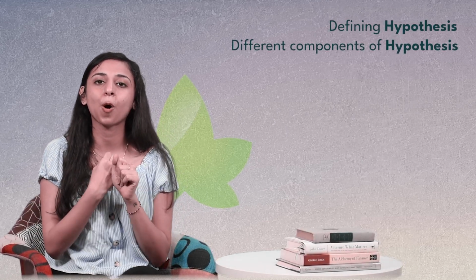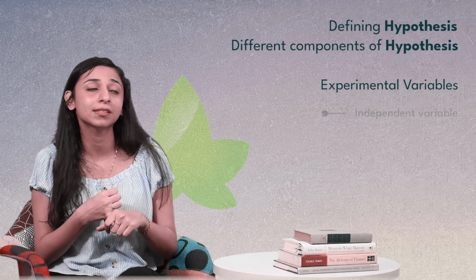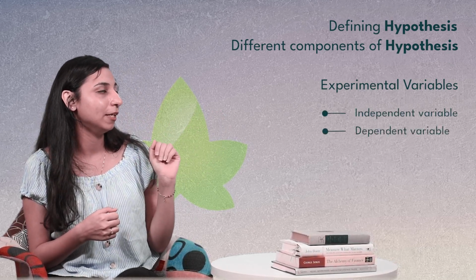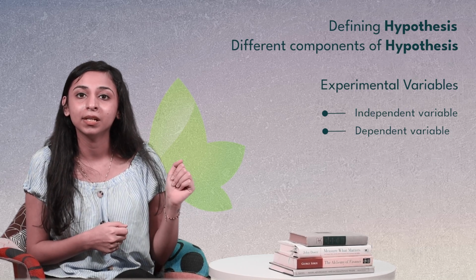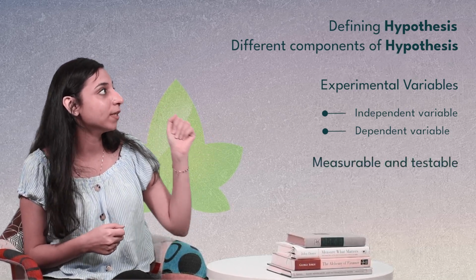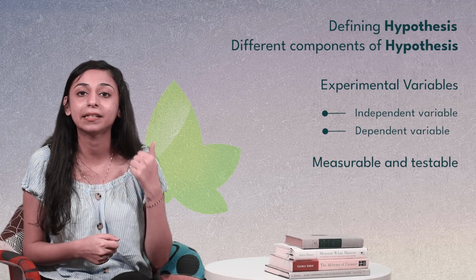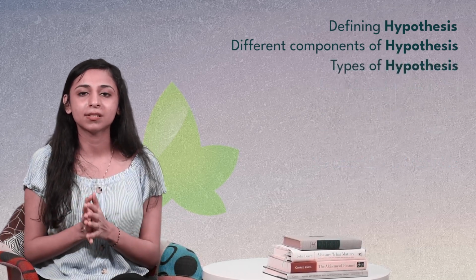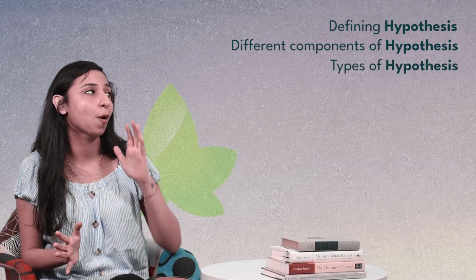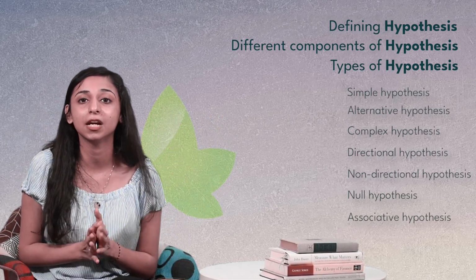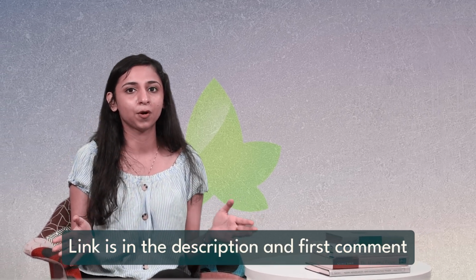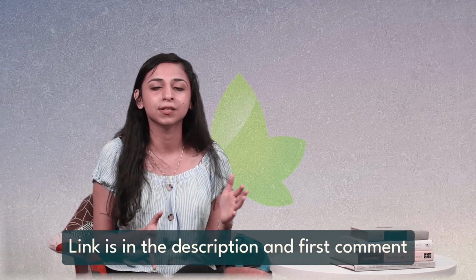So, let's summarize what we discussed today in the video. We discussed what a hypothesis is and what the different components involved in a hypothesis are, that is, independent and dependent variable. And the second one is that a hypothesis should always be measurable and testable. We also discussed different hypotheses ranging from simple hypothesis to associative hypothesis. Now, here's a small quiz for all of you to take about what we discussed in the video today.